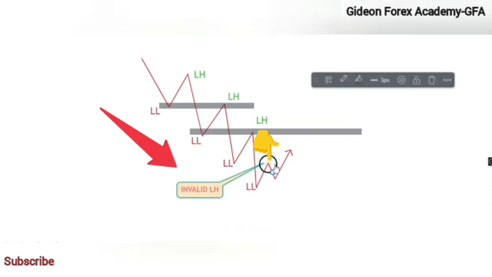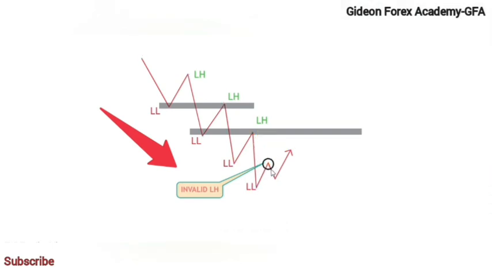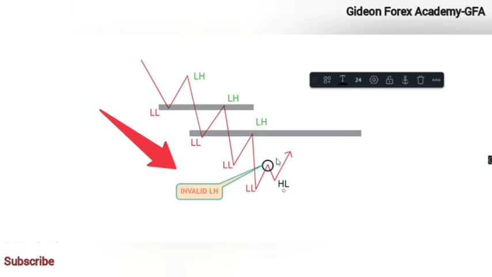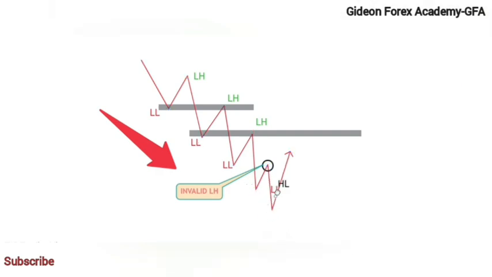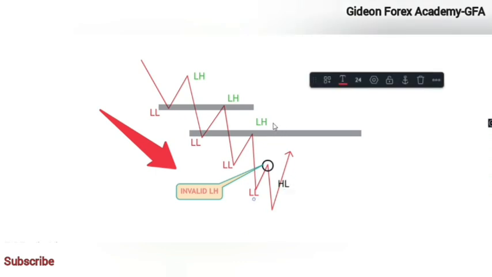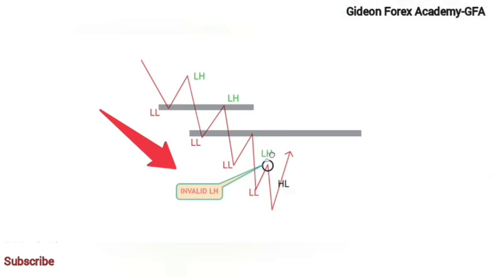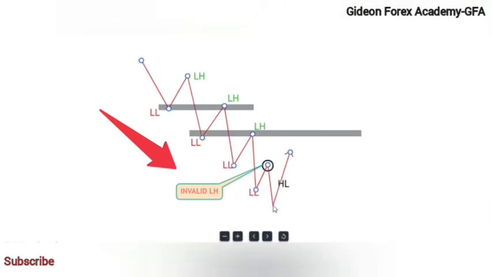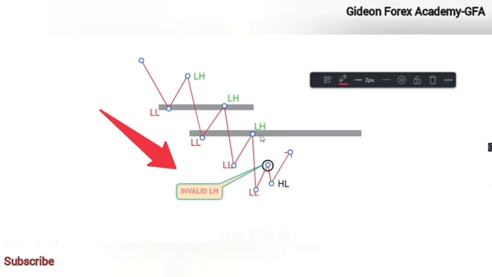Why? Because after this swing high, it created a higher low right there. Okay, this is what makes this an invalid lower high. For it to be a valid lower high, it must be followed by a lower low. Let's say if this had happened, this would be a valid lower high, but that did not happen. So the only most recent swing high that is a valid lower high is this one here. Okay, this is the only valid lower high.